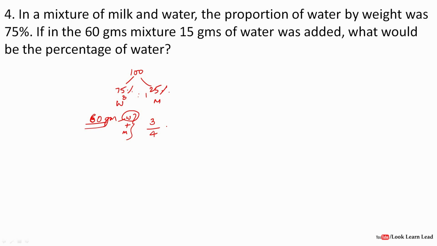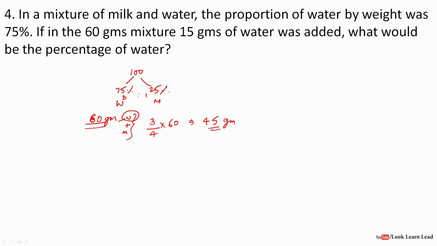If we have a 100 gram mixture, 75% would be water. If we have a 4 gram mixture, 3 would be water. Similarly, if we have a 60 gram mixture, 3 by 4th of this 60 gram would be water. When you solve this, you will get 45. 15 3s are 45. You will get 45 gram of water in 60 gram.